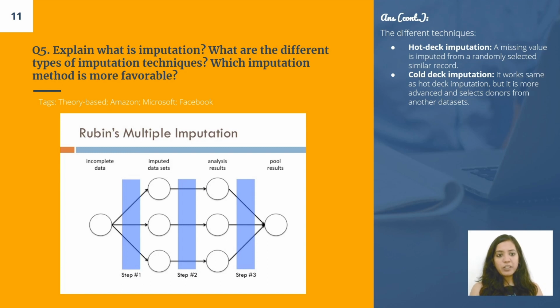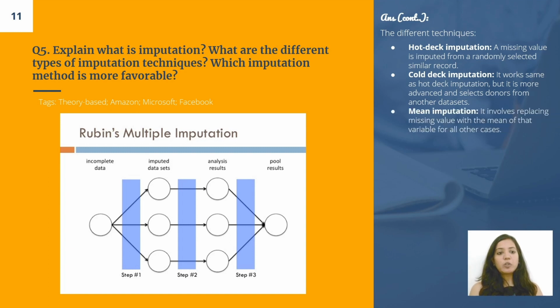Coming to cold deck imputation. So cold deck imputation is very similar to hot deck imputation, but the only difference being instead of using the same data set, we try to find, say, questionnaires or surveys that have been conducted in the past and then use similar results of those to replace the missing value over here.